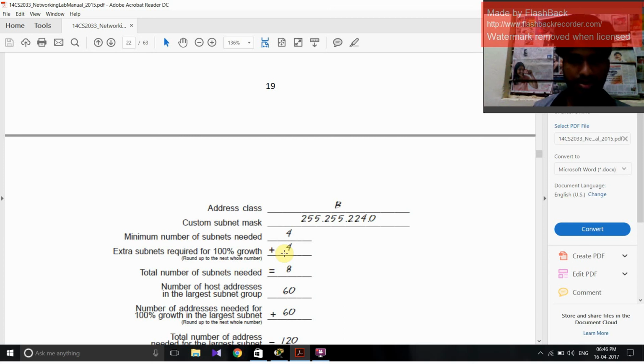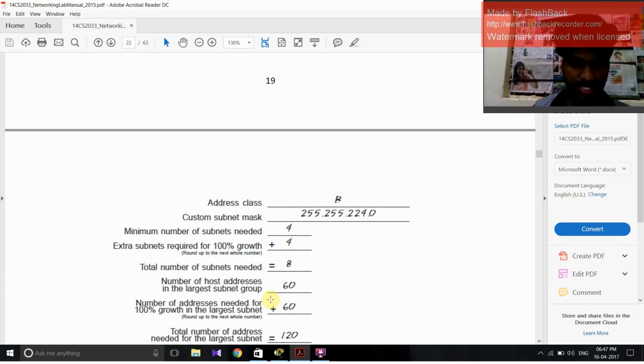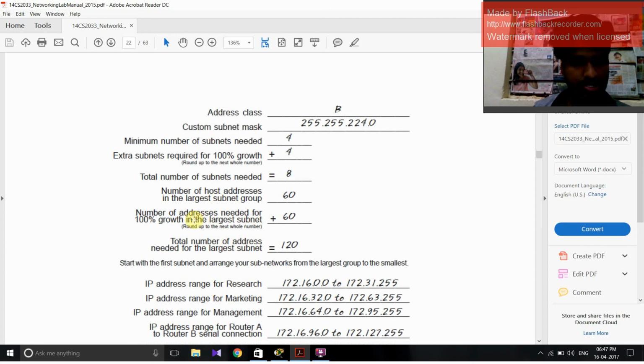we have taken 8 subnets, but we needed only 4 subnets, and also the extra subnets are 4, and the number of host addresses in the last subnet is given already as 60, and also the number of hosts needed is 60. So the total number of addresses needed for the largest subnet is 120.